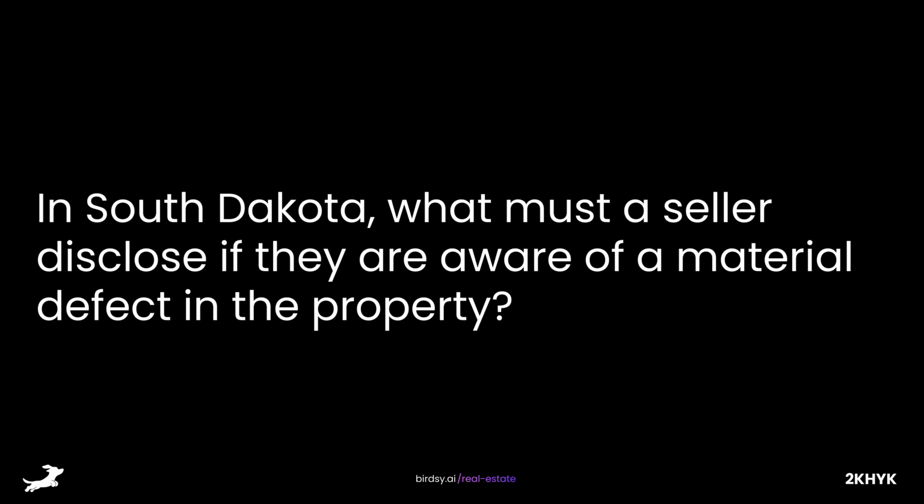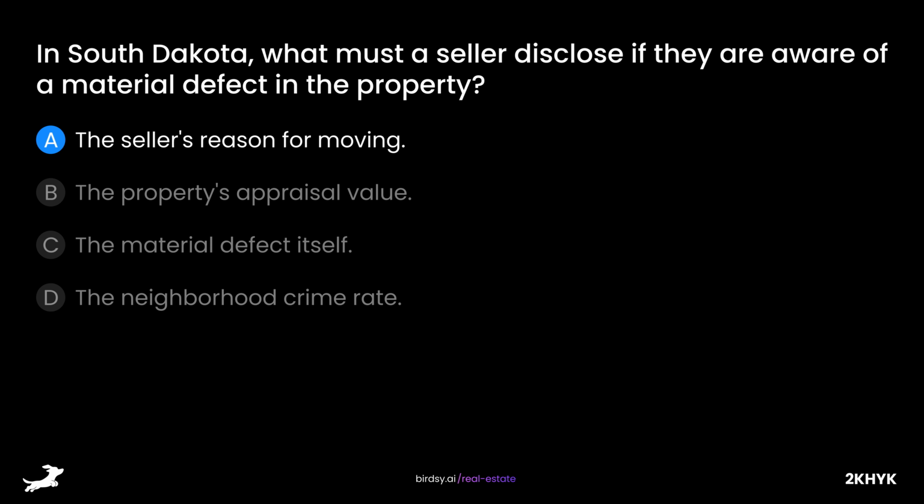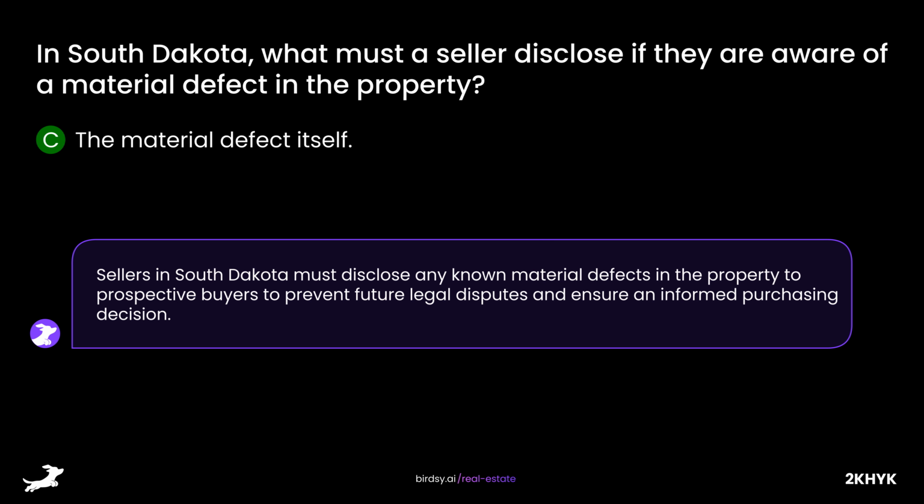In South Dakota, what must a seller disclose if they are aware of a material defect in the property? Is it A, the seller's reason for moving, B, the property's appraisal value, C, the material defect itself, or D, the neighborhood crime rate? The answer is C, the material defect itself. Sellers in South Dakota must disclose any known material defects in the property to prospective buyers to prevent future legal disputes and ensure an informed purchasing decision.